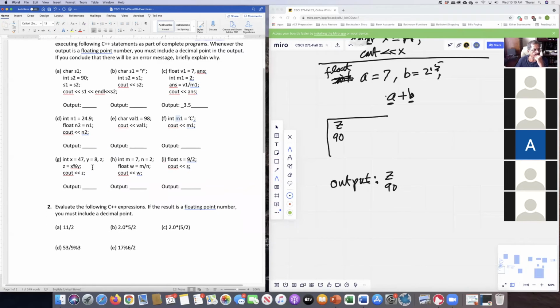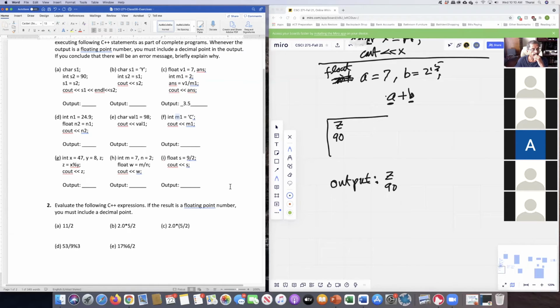Part G. Would that be 7? 7 is right. Dividing 47 by 8, 8 goes into 47 5 times with a remainder of 7. 8 times 5 is 40, so the remainder is 7. So that 7 is what you're printing. Okay, part H.